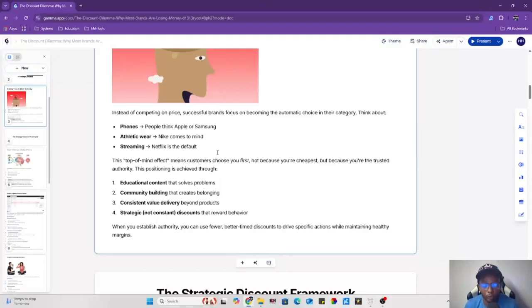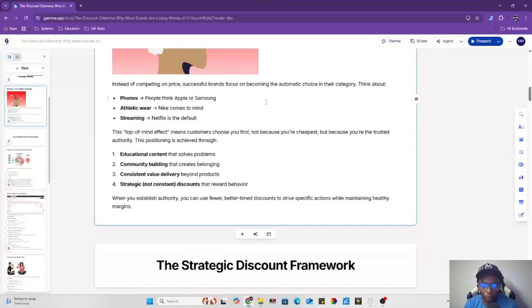Streaming, Netflix is the default choice. When people think about watching a movie or a TV show, what do you think comes to mind first? Netflix. Where do you think the phrase Netflix and chill comes from? It's not Hulu and chill or YouTube and chill. It's Netflix and chill for a specific reason, because Netflix branded themselves in that way, so they became the automatic choice in their category of streaming.